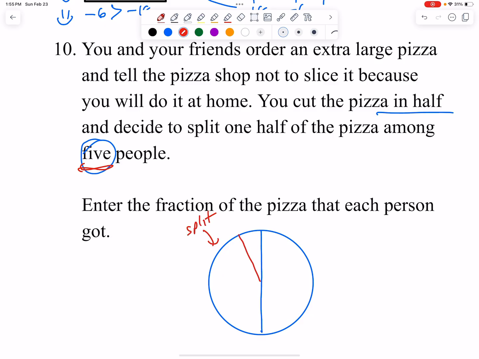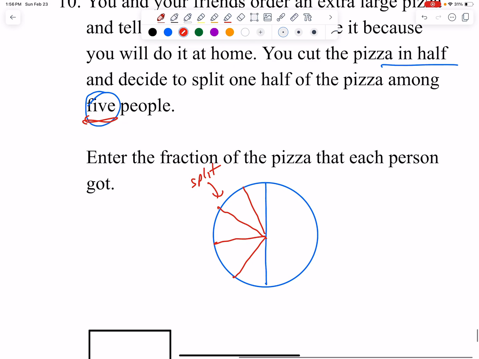So there's 1 piece, 2 piece, 3 piece, 4 piece, and 5 piece. I mean, they're pretty equalish. All right, let's just say they are even. So that one got split amongst your 5 friends. So the question is, what is the fraction that each one of those people got?